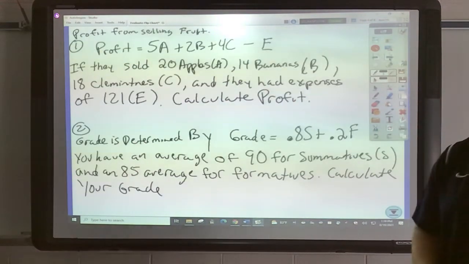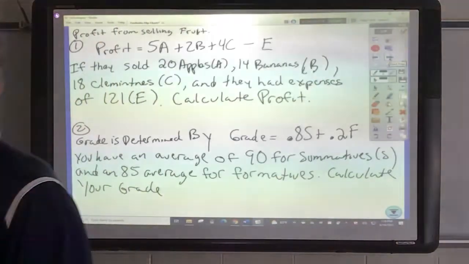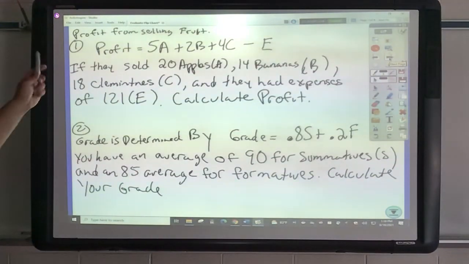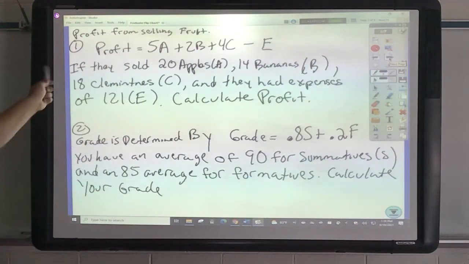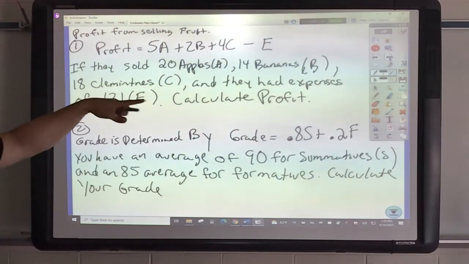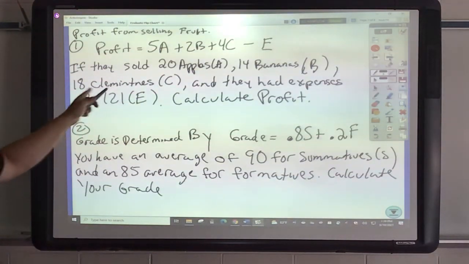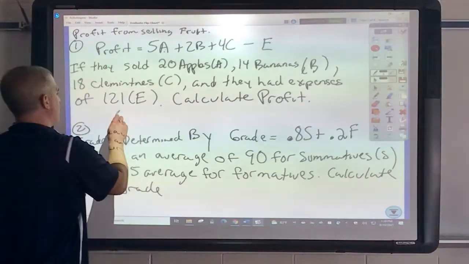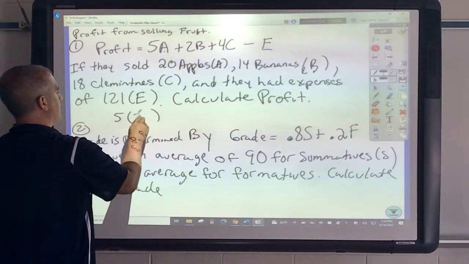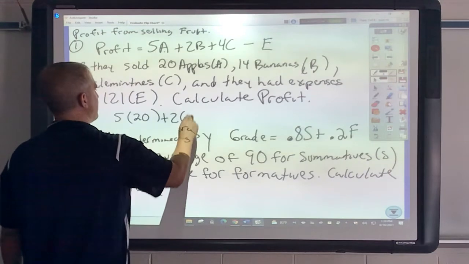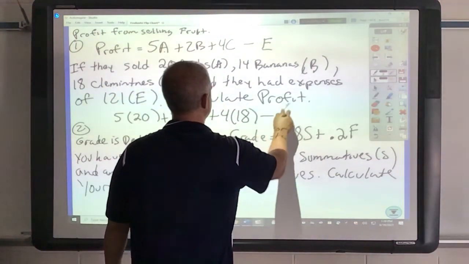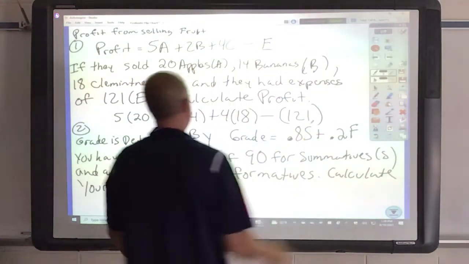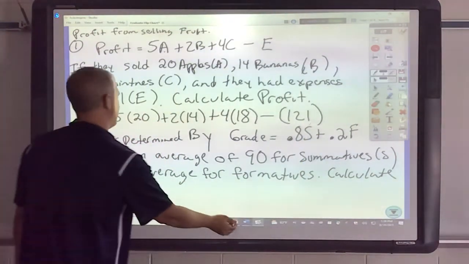Going on to the last two things: how to apply these with word problems. It says profit, selling fruit. The profit's equal to 5a plus 2b plus 4c minus e. If they sold 20 apples, 14 bananas, 18 clementines, and those are the letters, and they had expenses of 121e, calculate the profit. Very simple. I'm going to do 5, parentheses, how many apples? 20, plus 2, how many bananas? 14, plus 4, how many clementines? 18, minus e, what's my e? 121. So all I got to do is put that into the calculator and let the calculator do its work.